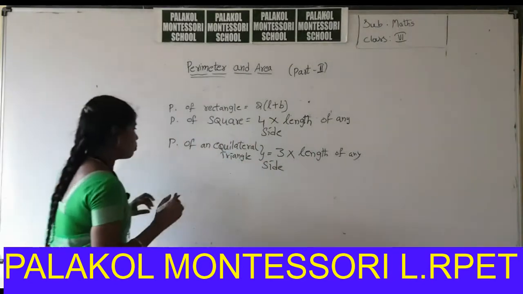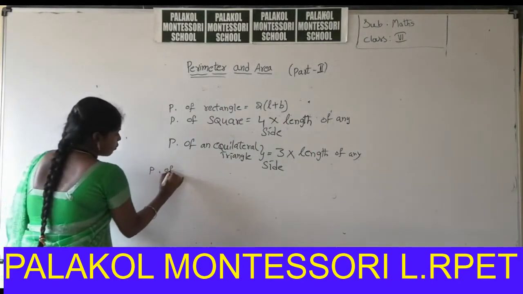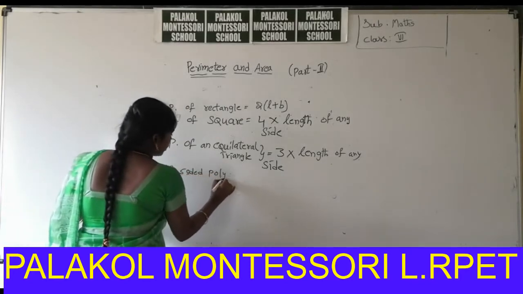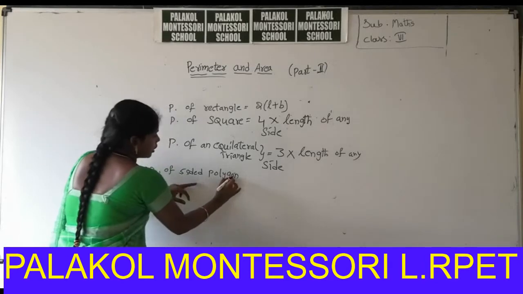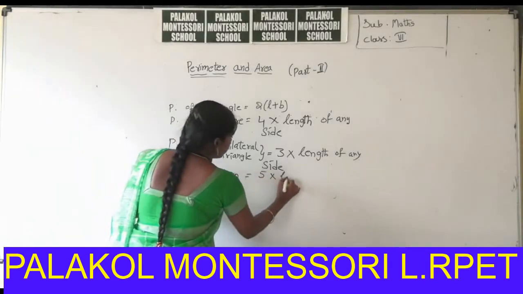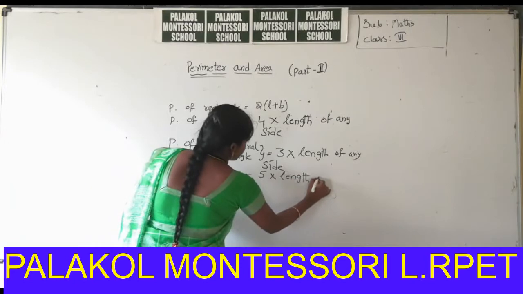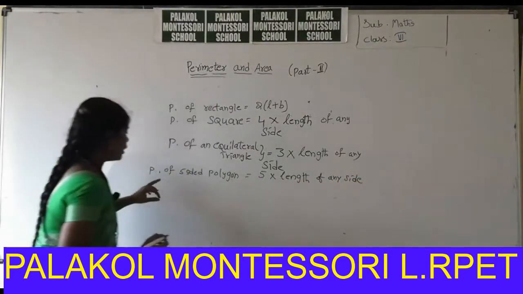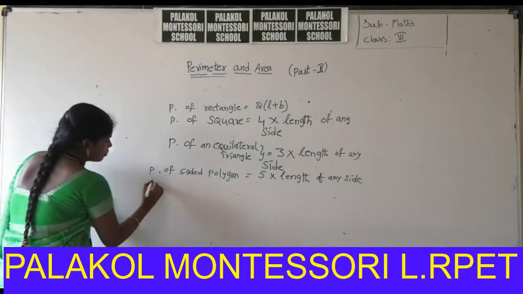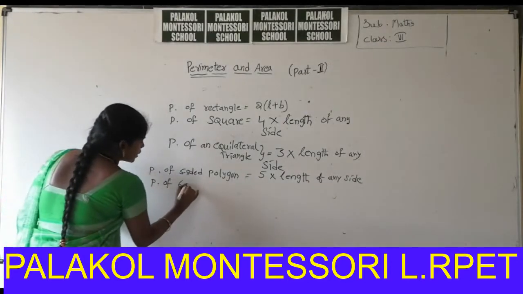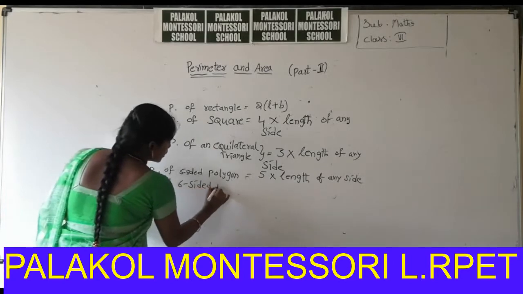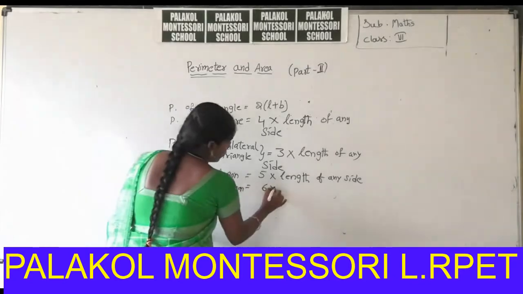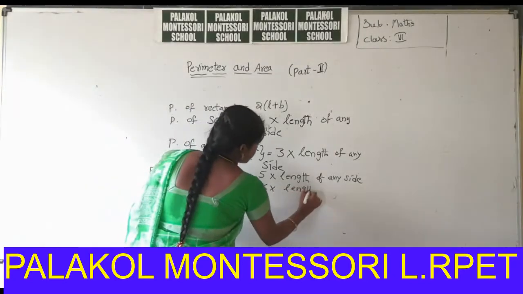In the same way, the perimeter of a 5-sided polygon, that is nothing but a pentagon, is 5 into the length of any side. In the same way, the perimeter of a 6-sided polygon is 6 into the length of any side.